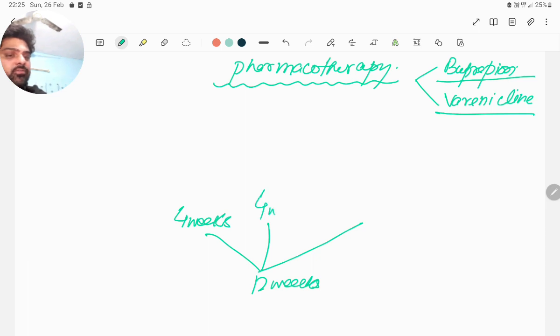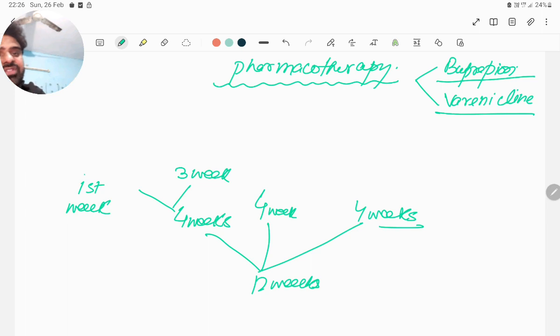4 weeks, 4 weeks and 4 weeks. Each 4 weeks is divided into two parts: the first week and then the remaining 3 weeks. The first week will be divided into the first, second and third day, then the fourth, fifth, sixth and seventh day. And then again, it will go for the 3 weeks.